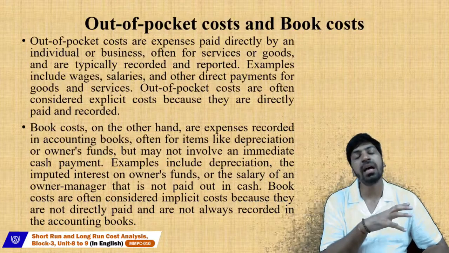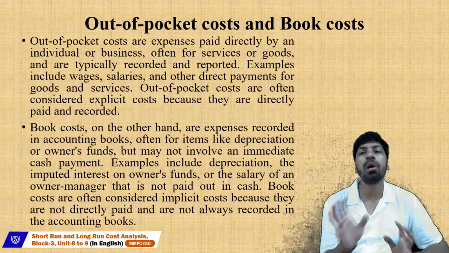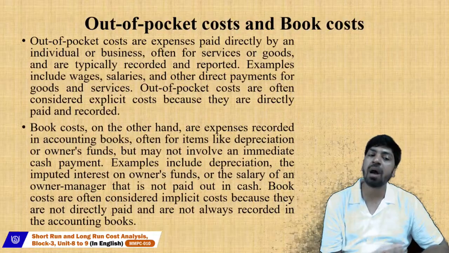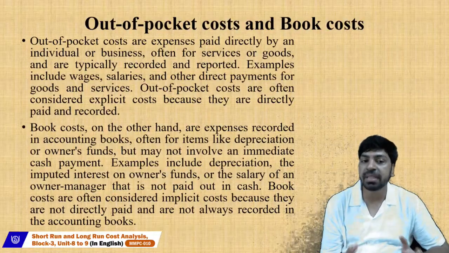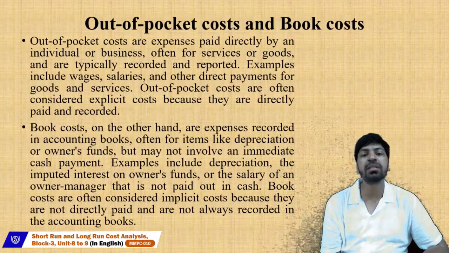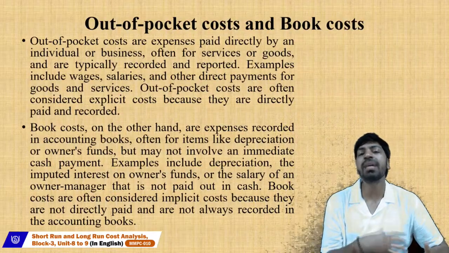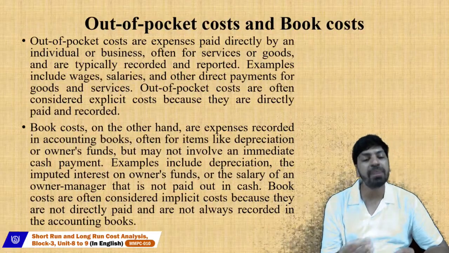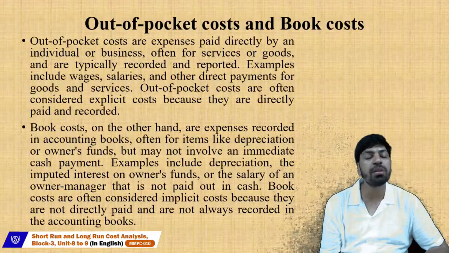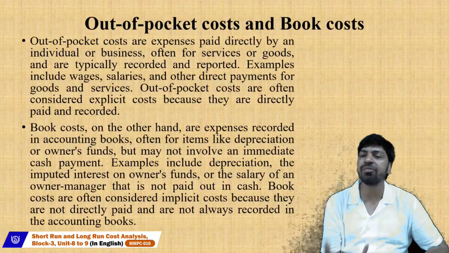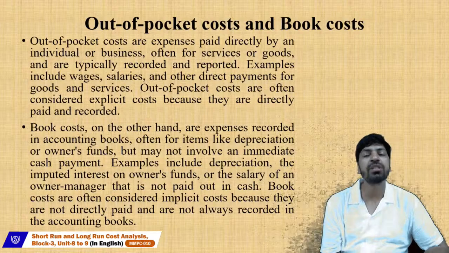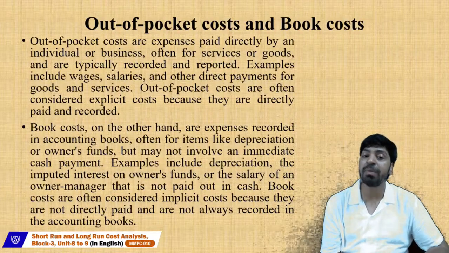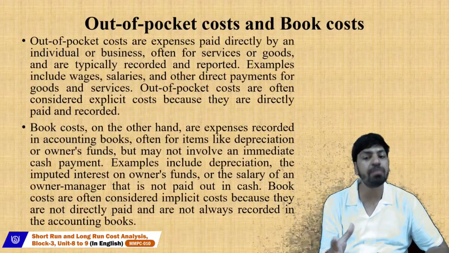But the other type of cost, which is called book cost, covers all those expenses recorded in the accounting books like depreciation and owner's funds, but sometimes it may not involve an immediate cash payment, like depreciation, any interest on the owner's funds, or the salary of the manager which is not being paid in cash. So it may not be recorded on an immediate basis.